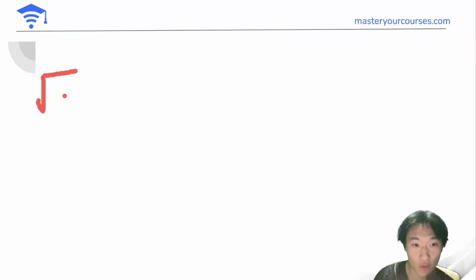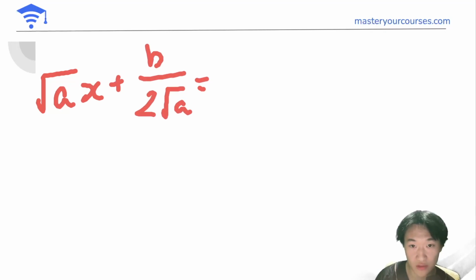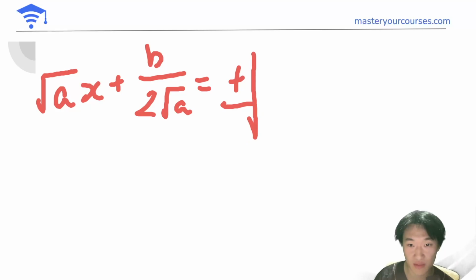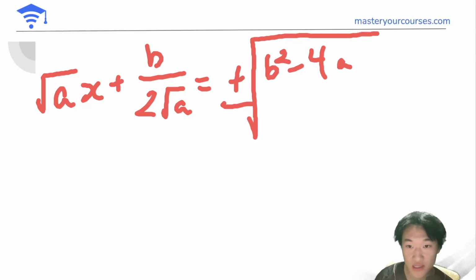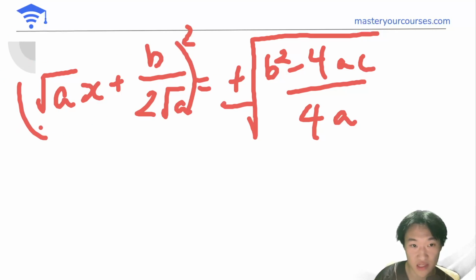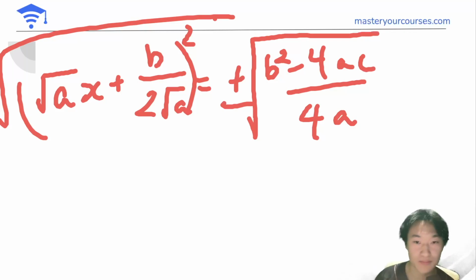Now we have the form square root of a times x plus b over 2 square root of a equal to plus minus the square root of b squared minus 4ac over 4a. The plus minus exists because we took the square root of a square, which leaves us with a plus minus. The rules of algebra can be found in chapter 1 later. This is what we had previously, and we're just square rooting the whole thing. As I said, plus minus comes from the fact that we're taking the square root of something that is squared, the power of 2.